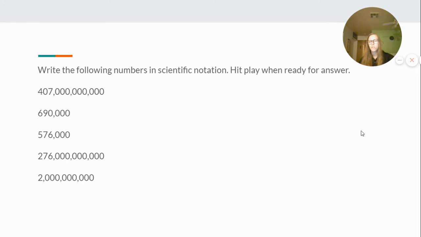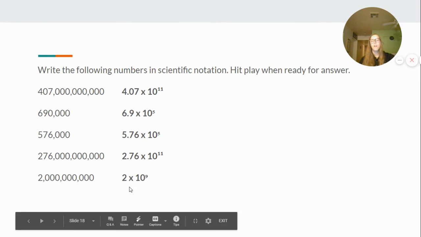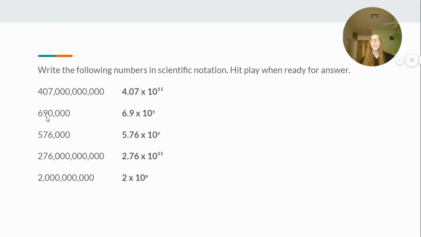Okay? So we have a really big number. 4.07 times 10 to the 11th. Again, we have to keep that 0 because there is a number that is not 0 after it. 6.9 times 10 to the 5th. 5.76 times 10 to the 5th. 2.76 times 10 to the 11th. 2 times 10 to the 9th. So it's always going to be wherever that decimal point is, and you count every digit after that. So we have 1, 2, 3, 4, 5 for this one.